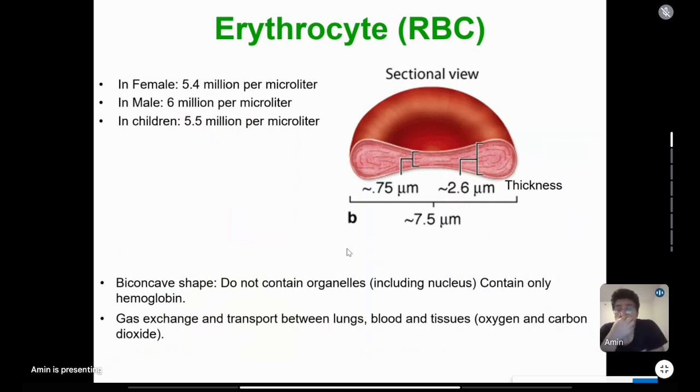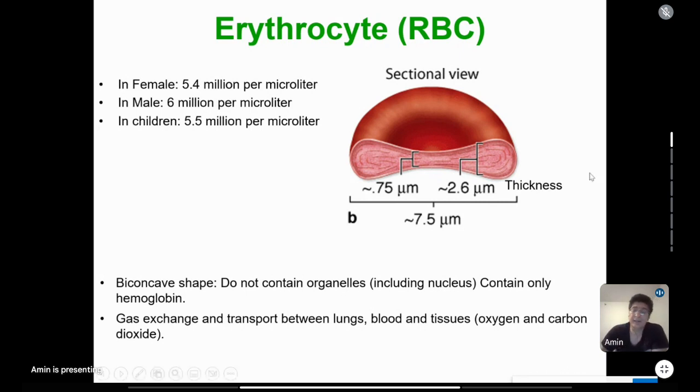The first cell in blood tissue is the erythrocyte. I'm going to talk about erythrocytes, or red blood cells, in this slide. As you know, in females about 5.4 million per microliter. In males about 6 million per microliter. In children about 5.5 million per microliter. This is in the normal condition.